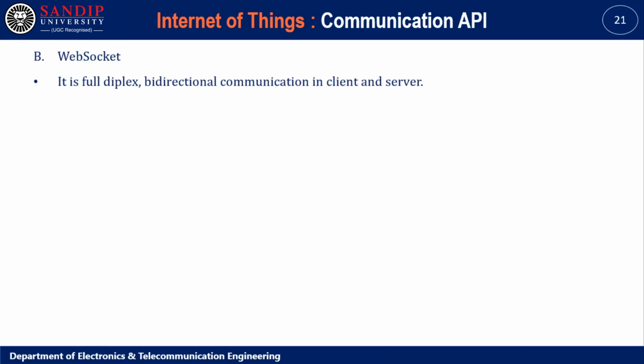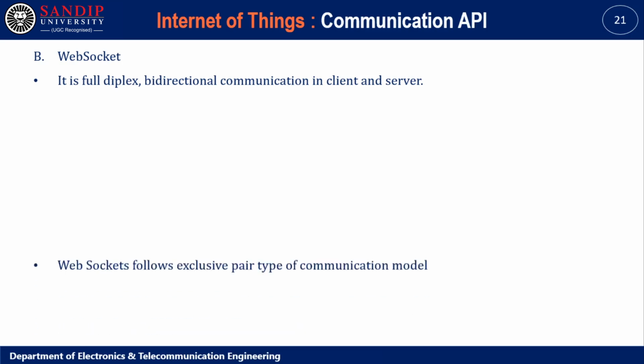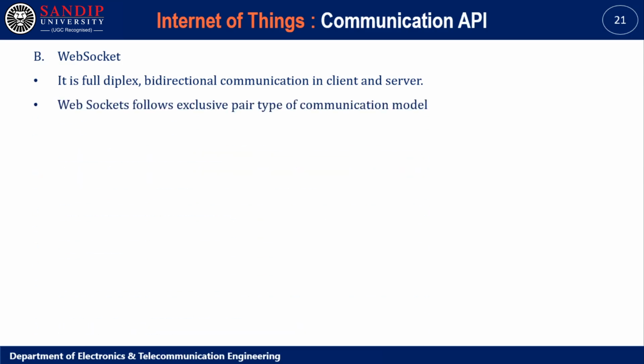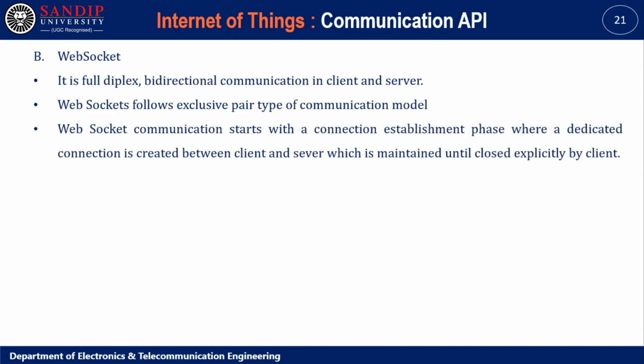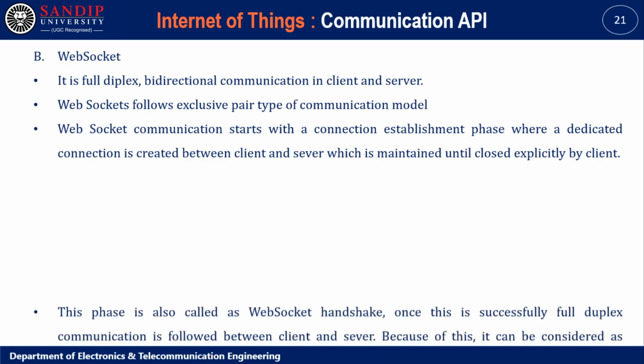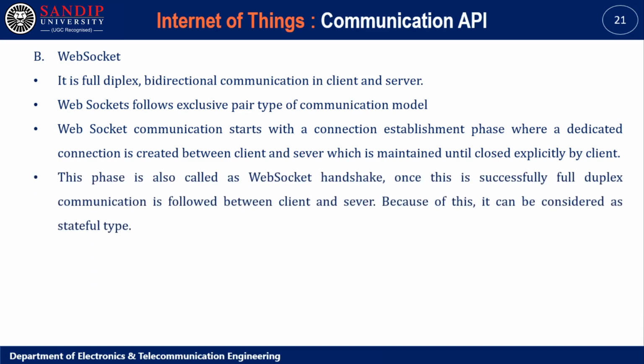Next is WebSocket. It is full duplex bidirectional communication between client and server. WebSocket follows the exclusive pair type of communication model. WebSocket communication starts with the connection establishment phase, where a dedicated connection is created between client and server, which is maintained until closed explicitly by the client. This phase is also called the WebSocket handshake. Once it is successful, full duplex communication follows between the client and the server. Because of this, it can be considered a stateful type.